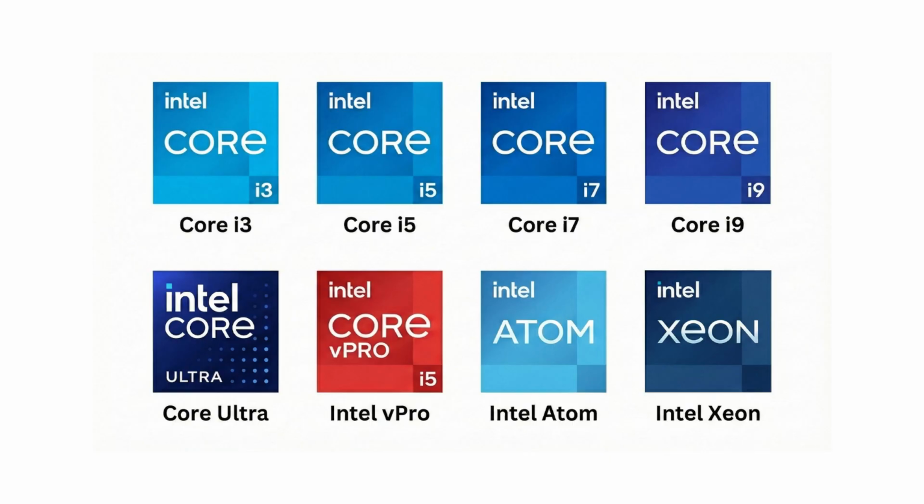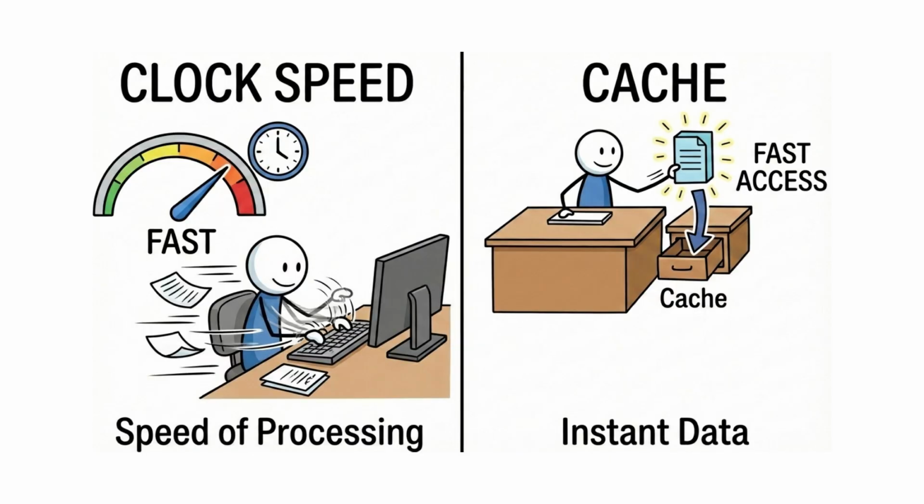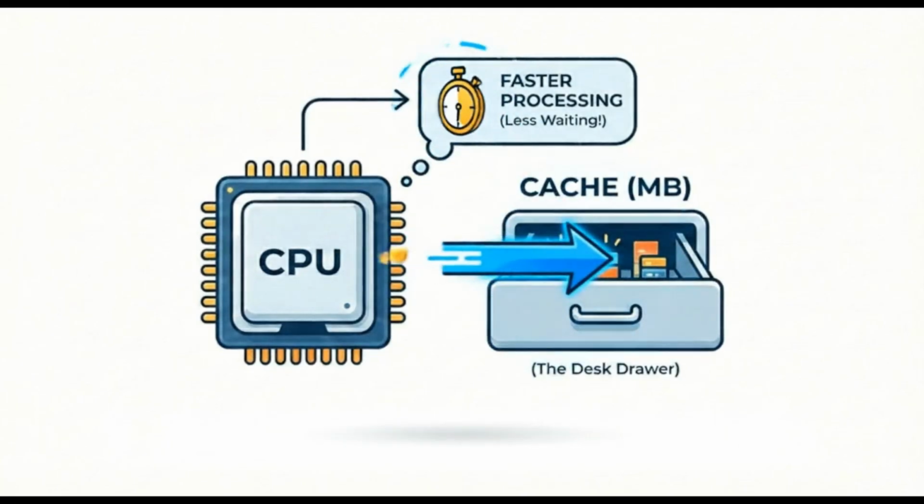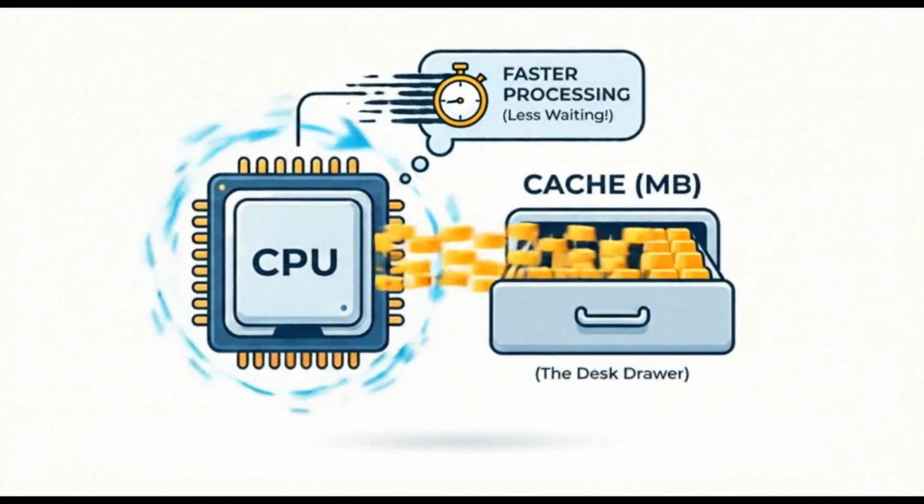But before we look at the specific models, there are two secret specs you need to understand: clock speed and cache. Think of clock speed, measured in gigahertz, as hand speed. The higher the number, the faster the processor's hands move to open apps or run games. Then there is cache, measured in megabytes, which is like a desk drawer inside the chip. While RAM is like a bookshelf across the room, cache is right at hand. More cache means the processor waits less and works more, which is crucial for heavy multitasking.